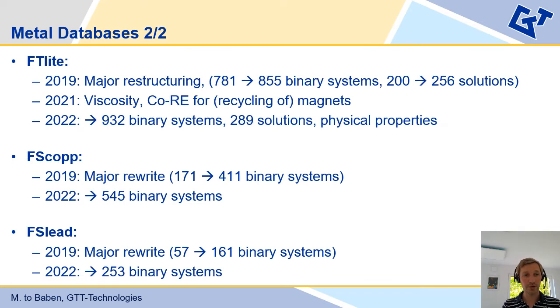Concerning other metal databases, all of FTLite, FScopper, and FSlead had received a major restructuring or major rewrite in 2019, and now there is again a major update in all three databases with a large number of additional systems included. I just give numbers here on the binary systems, but of course there are also ternary and quaternary systems that are added and updated this year. For FTLite, you will also now find physical properties in the database.